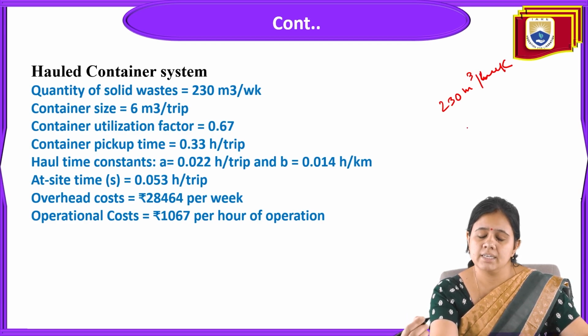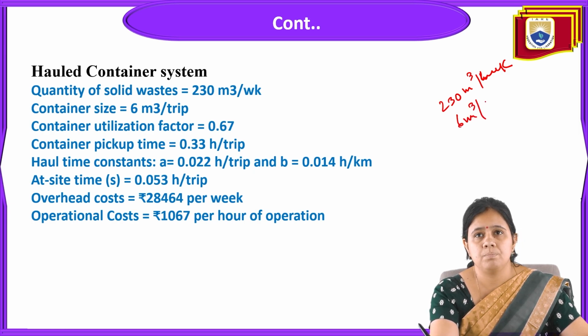Then the container size will be 6 meter cube per trip. This is the size of the container. The container utilization factor is equal to 0.67, which we have to consider. And the container pickup time is 0.33 hours per trip.